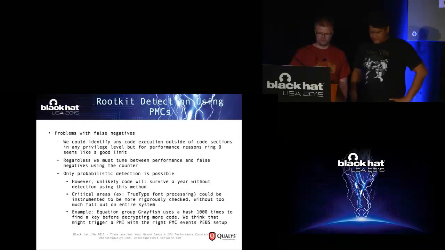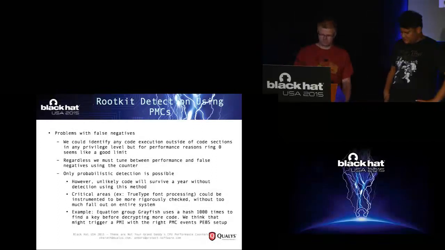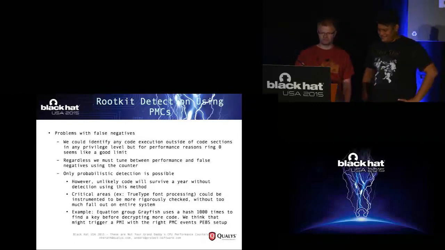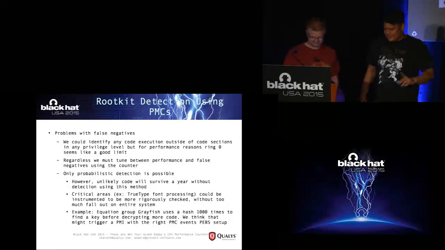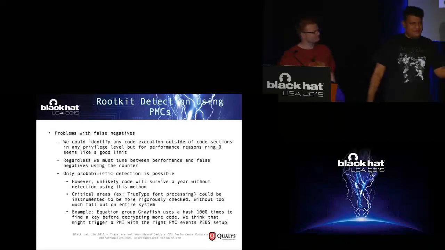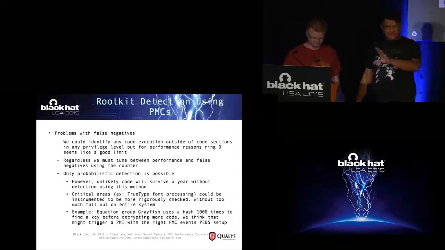As an example, the Equation Group's Grayfish uses a hash 1,000 times to find a key before decrypting more code. We think that might trigger an interrupt at some point, right? Yes, by the way, that was sarcasm. As far as Equation Group stuff goes, some of that stuff, especially with the hard drive firmware modification stuff, is very cool. So if anyone in the audience was an author of that, no offense meant.